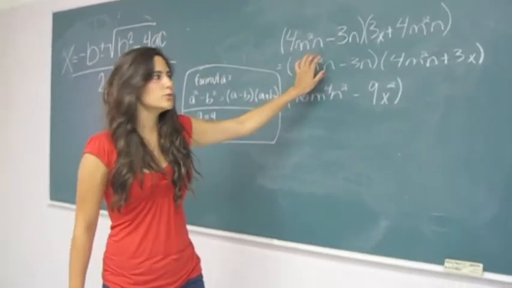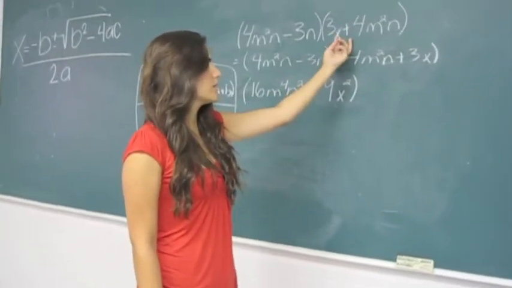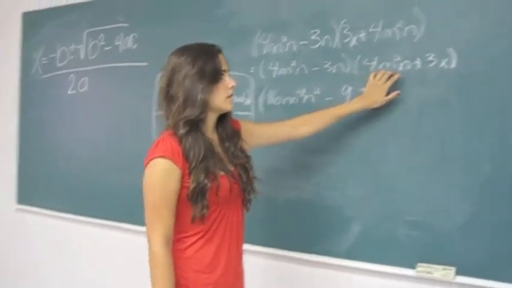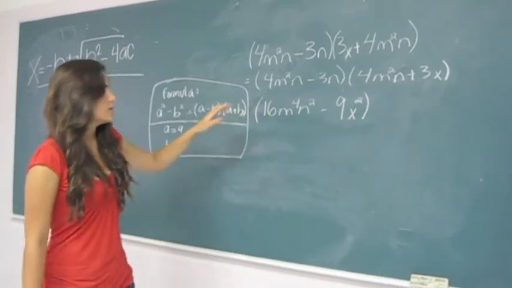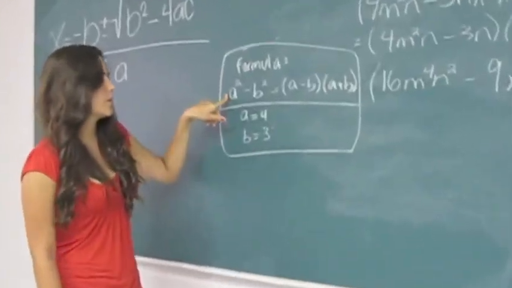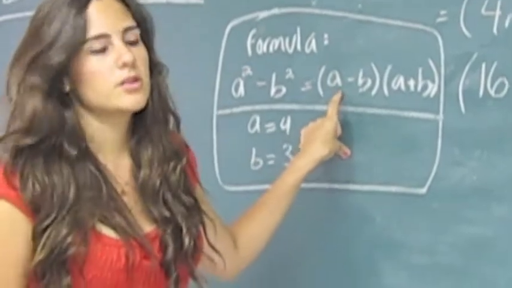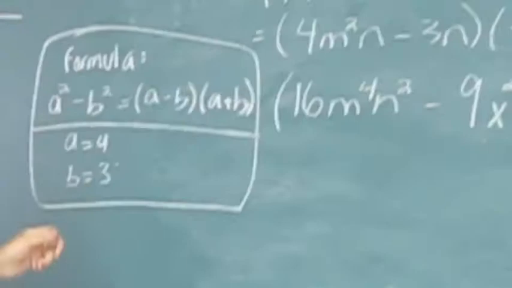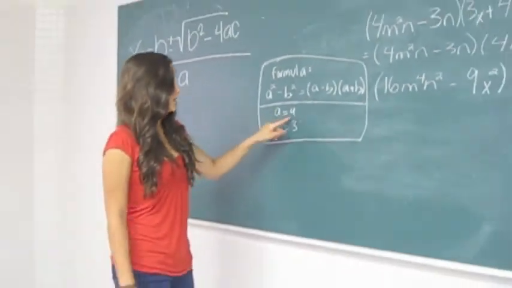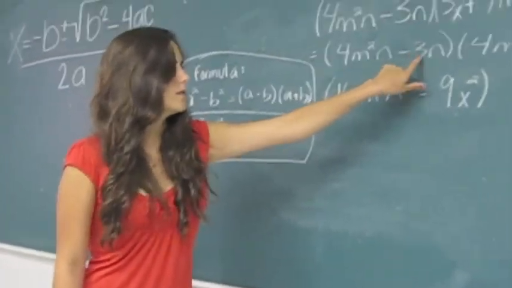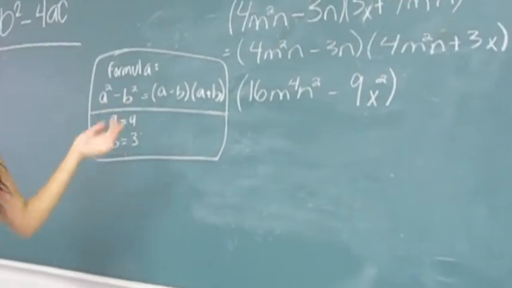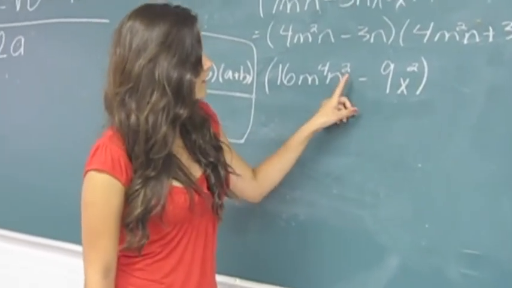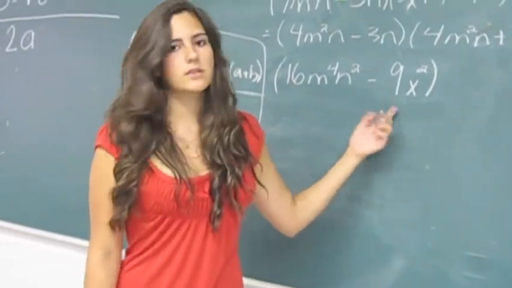The first thing you have to do is switch the terms to their required spaces. So you have the first one the same, and then the second one you already switched it. Then you need to use a formula, which is a squared minus b squared is a minus b and a plus b, which is this part. And now you get the variables of this problem, which are 4 and 3, these ones, and then apply the formula. So it gives you 16m to the 4th power, minus 9x squared.